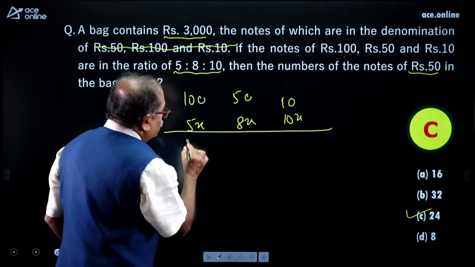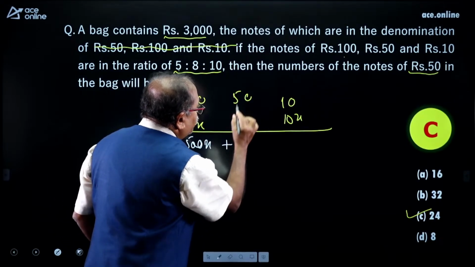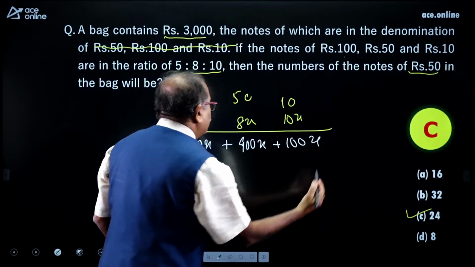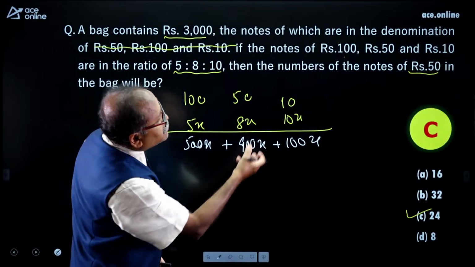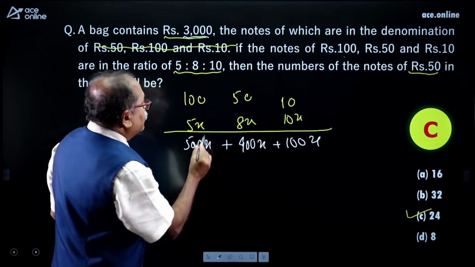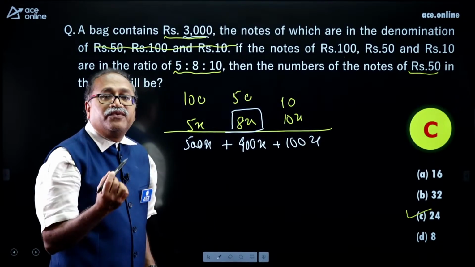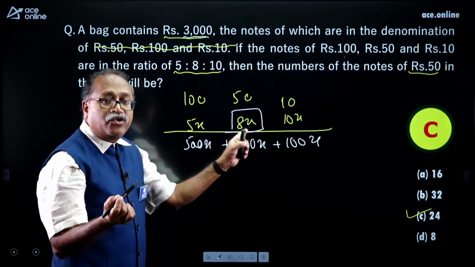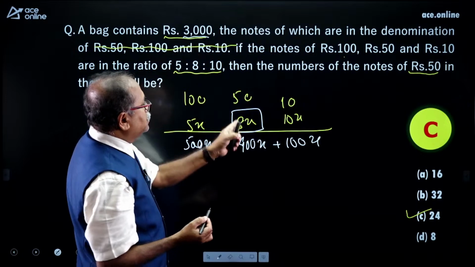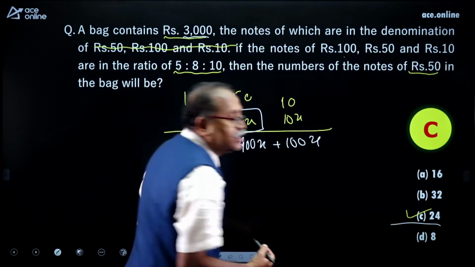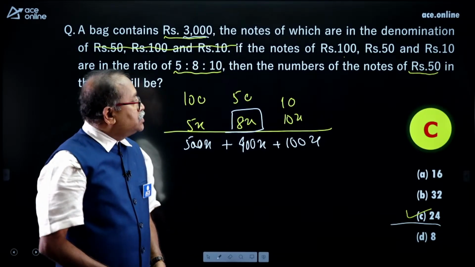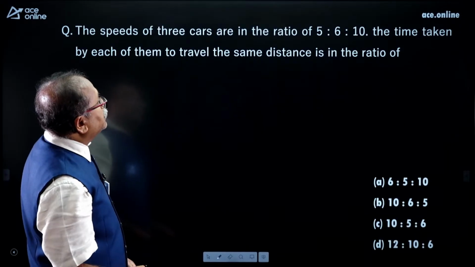So I get this as 500x, right, plus this is 400x. Hope you are understanding this, plus 100x. That is the very common 1000x, and 1000x is equal to how much? The total amount is 3000, so x is equal to 3. Then I need the 50. How many 50 rupee notes or coins are there? What is the value of x we got? That is 3. So 8 threes are 24. Your option choice is C. Well done. Many of you, I can see, are doing extremely well. So I am moving on to the next question here.